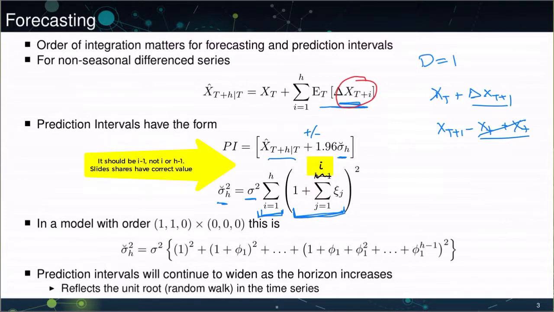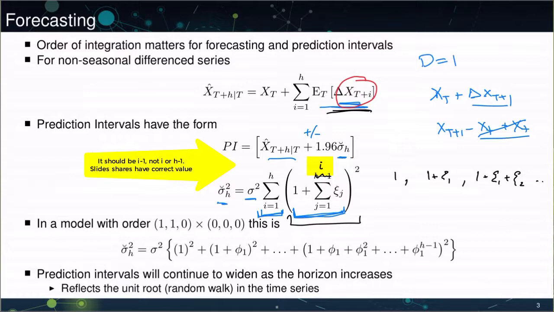For one of the i's, we're just going to have 1. For another of the i's, we're going to have 1 plus psi 1. For the next one, we'll have 1 plus psi 1 plus psi 2, and so on. And then we square these terms here. This just comes from a careful accounting of all of the shocks that are ultimately going to appear when we think about summing these differences up across multiple horizons.